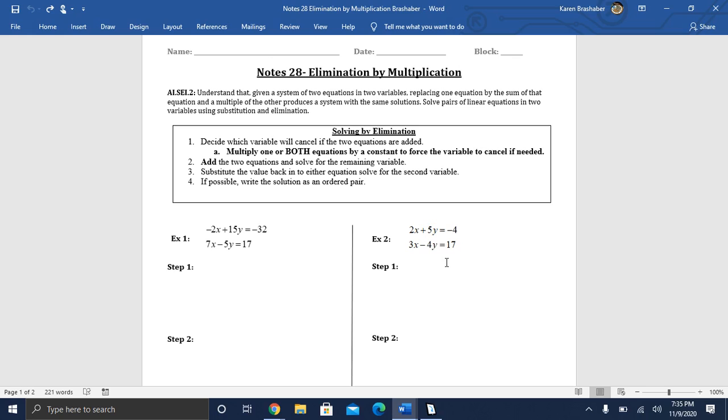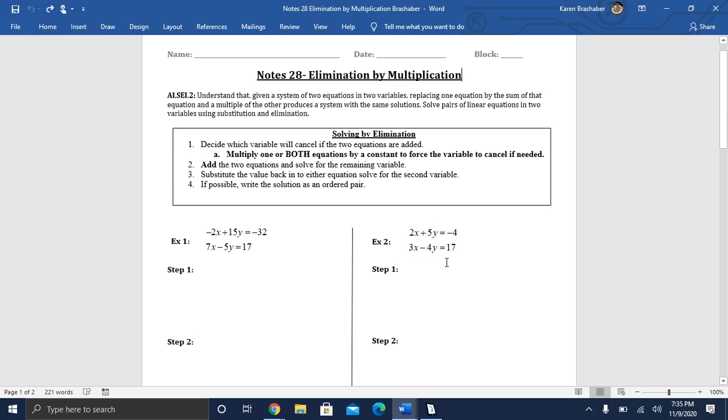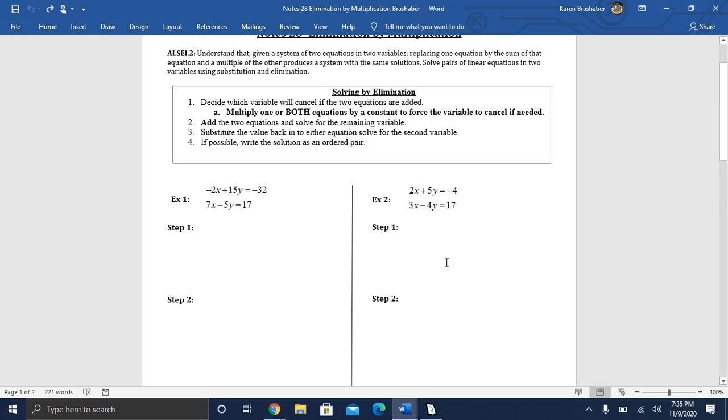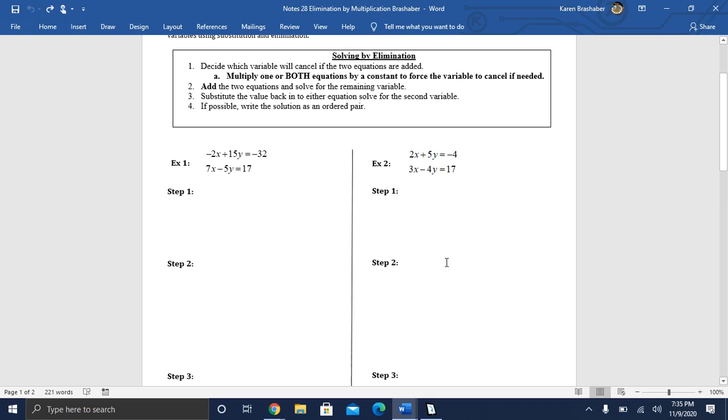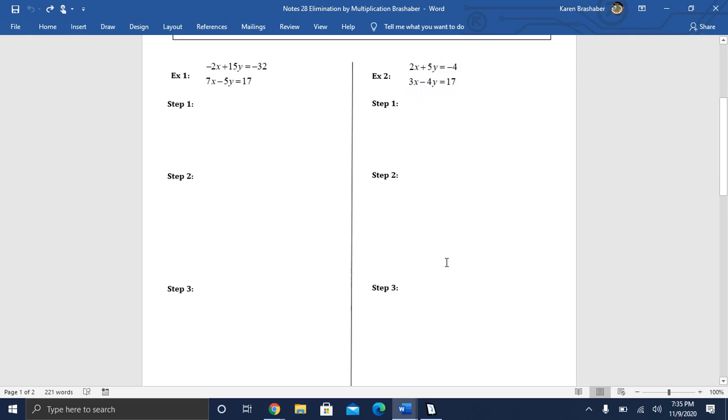So you'll see that the problems will resemble what we did with the last lesson, as we stacked up the two equations in the system. And when we added the two equations, we were able to eliminate one of the variables. This lesson will require us to do an extra step. We're going to have to either multiply one of the equations or both equations so that we force a variable to cancel if needed. And so I'm going to go ahead and proceed to the examples following the steps as they're listed in your notes.